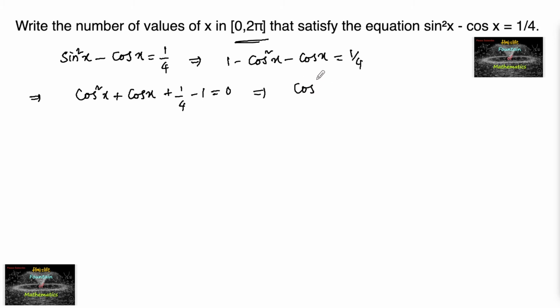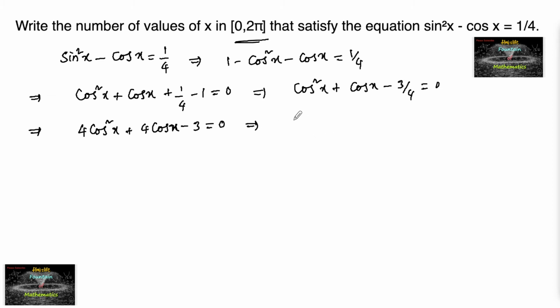So that is cos square x plus cos x plus 1 by 4 minus 1, that is minus 3 by 4, equals to 0. By taking LCM, we can write 4 cos square x plus 4 cos x minus 3 equals to 0. So let us simplify this. We can write this as 4 cos square x, and since 4 into minus 3 is minus 12, let me write 6 cos x minus 2 cos x minus 3 equals to 0.